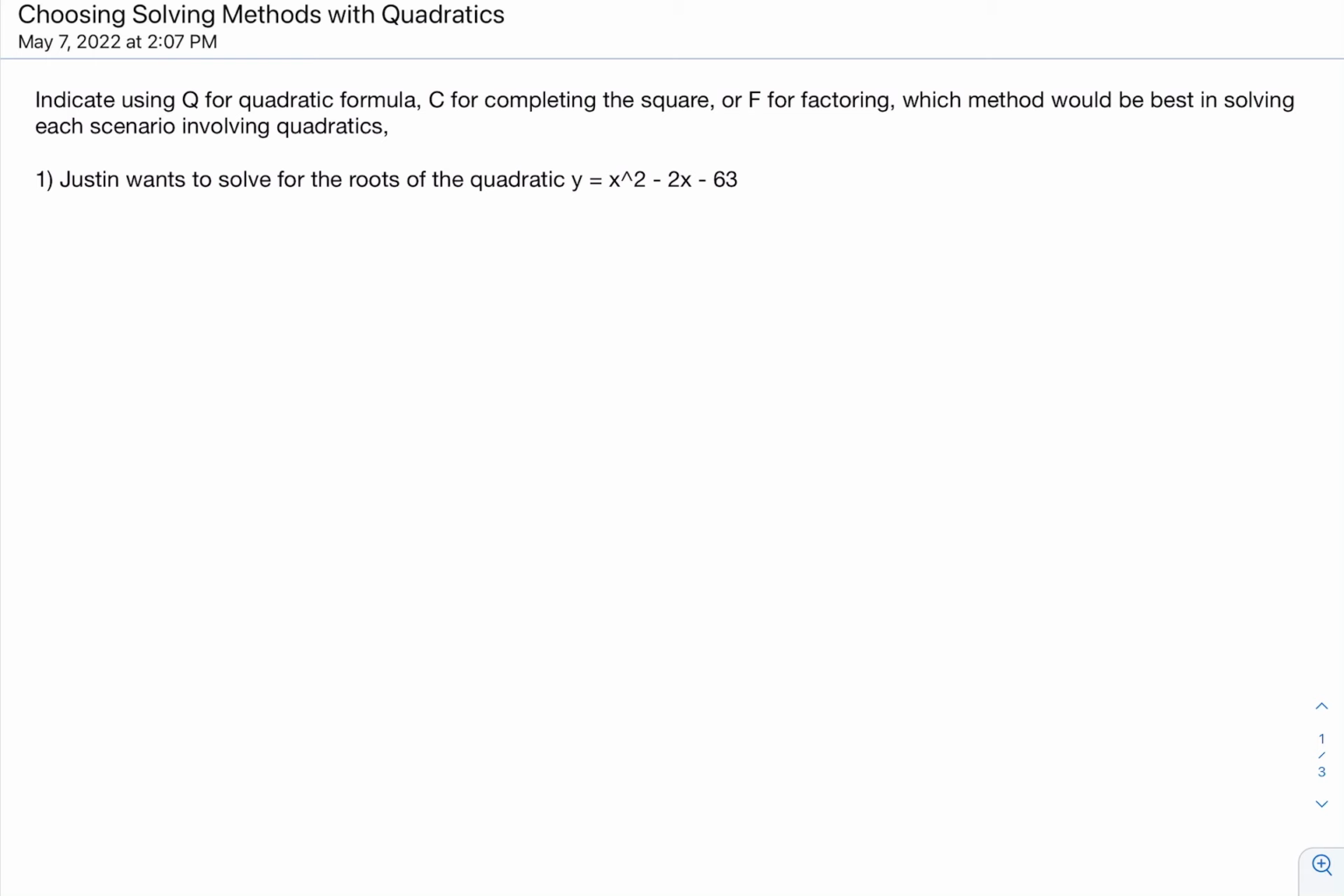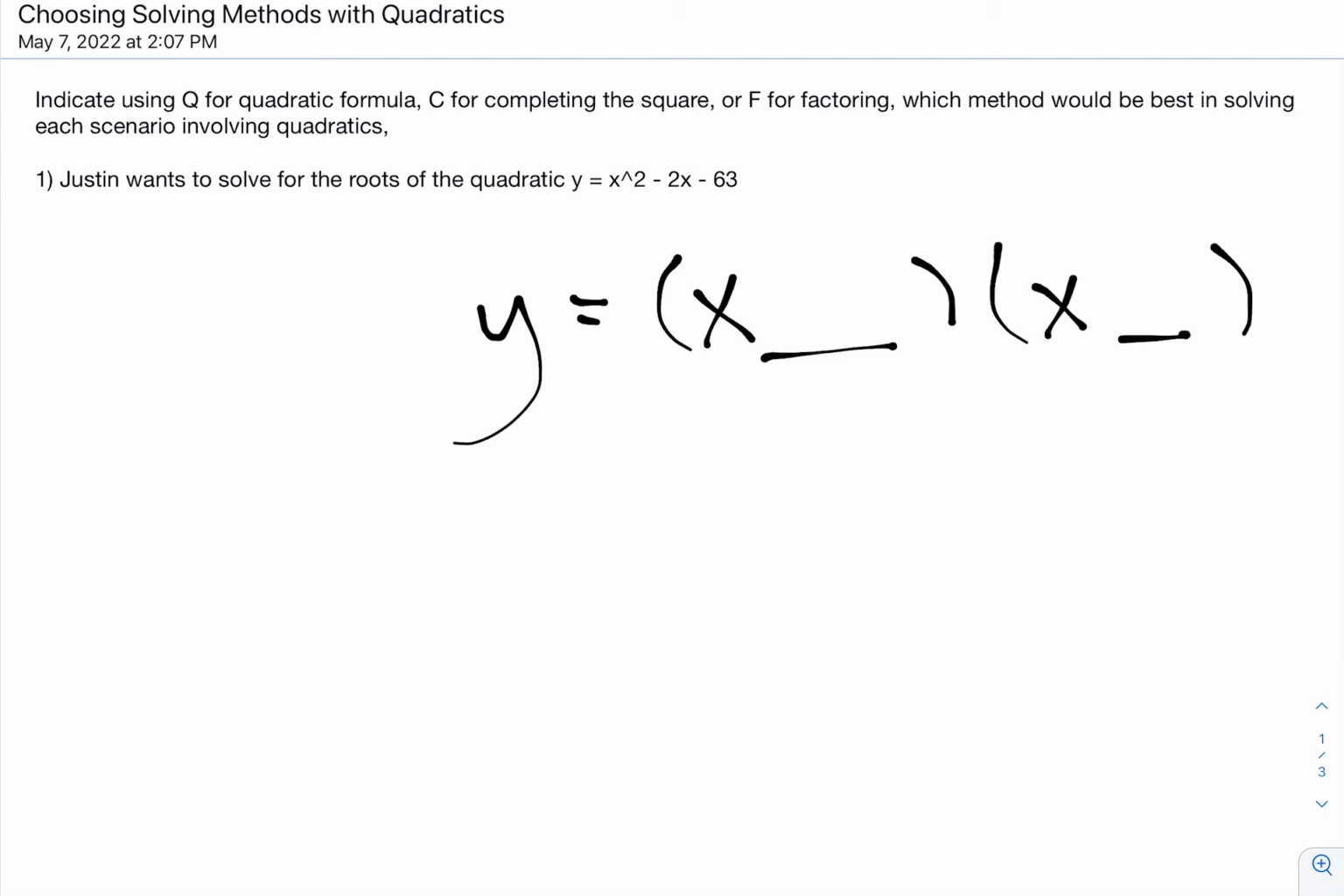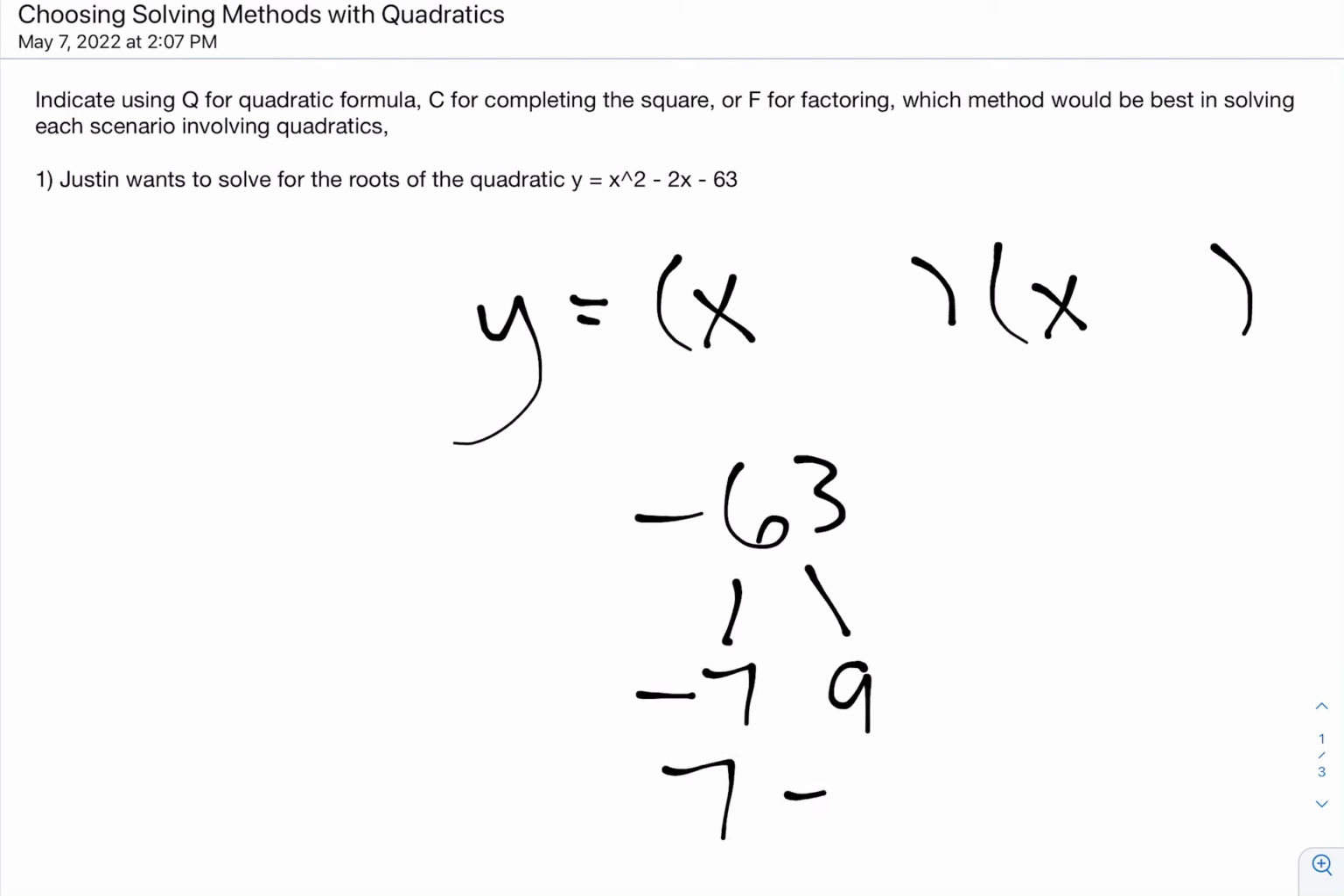First thing we always ask ourselves when we have a standard question like this with quadratics is, can we factor it? So factoring is just getting it into two brackets such that we start with x, and the numbers that we're adding or subtracting multiply to this last number, negative 63, and add to negative 2. So negative 63, let's look at the factors here. I'm thinking negative 7 and 9, or 7 and negative 9, because those are both 2 apart, and one of them is going to add to negative 2.